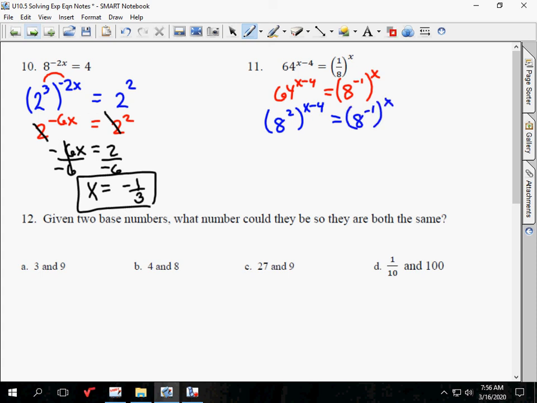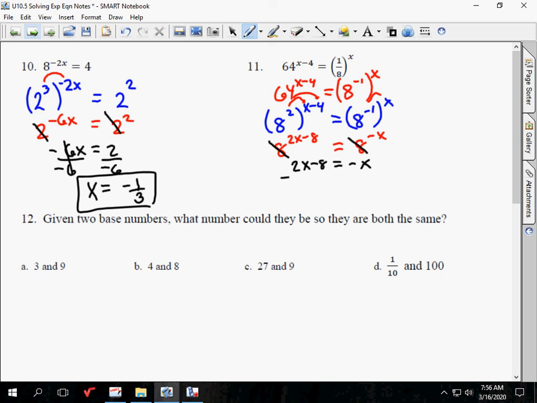Now we have to multiply our exponents, so we have to remember to distribute the 2, and then we're going to multiply the negative 1 and the x together. So 2x minus 8, and then 8 to the negative 1x. All right, so now we'll cancel the bases out, set the exponents equal, and solve for x.